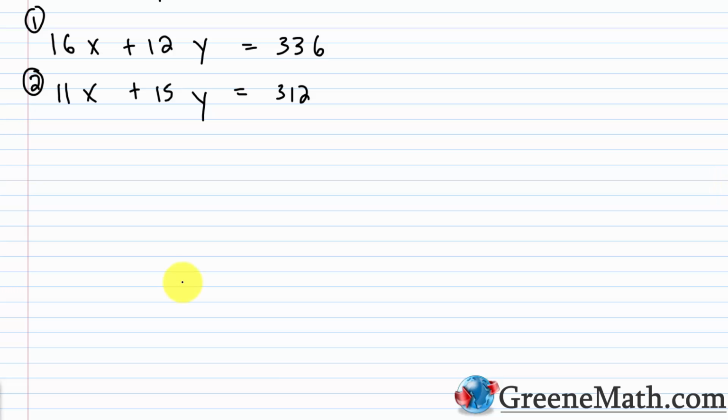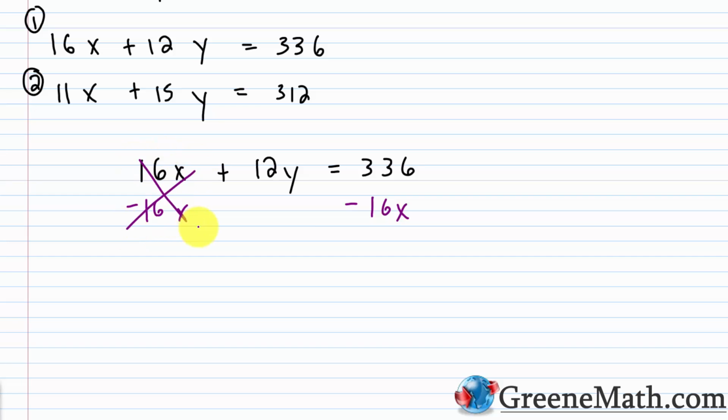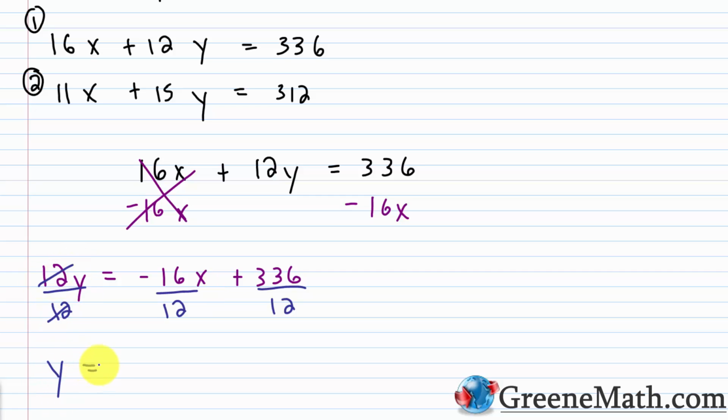All right, so let's go ahead and use substitution. I think that'd be a little bit easier here. So I'm going to take equation 1, and I'm going to solve it for Y. So I have 16X plus 12Y is equal to 336. Let's subtract 16X away from each side of the equation. This would cancel. I'll have 12Y is equal to negative 16X plus 336. The next thing I want to do is divide both sides of the equation by 12. So this will cancel. I'll have Y is equal to negative 16 over 12.